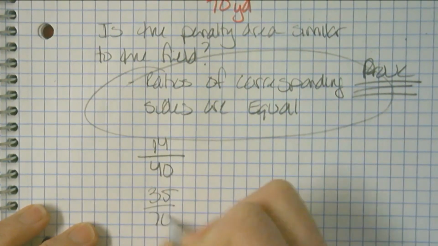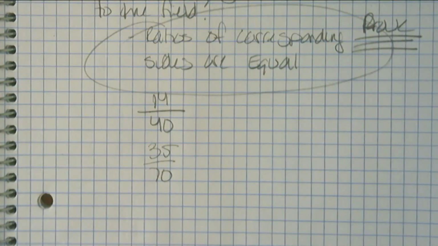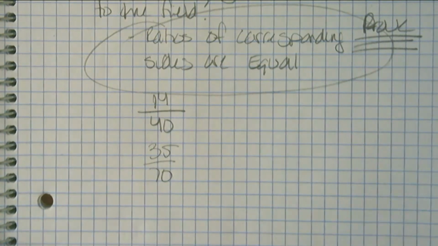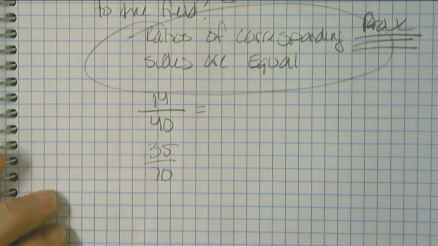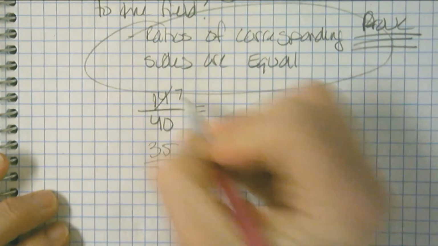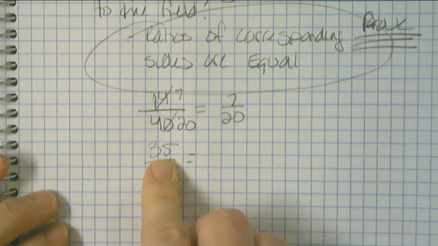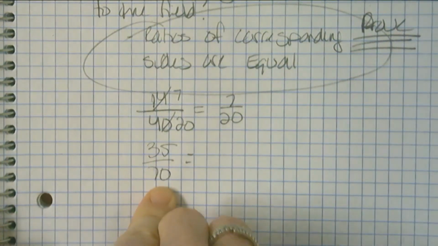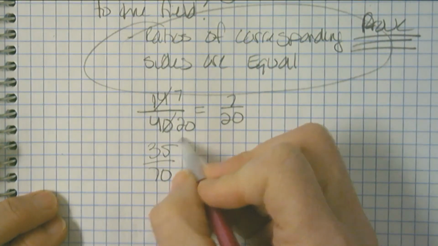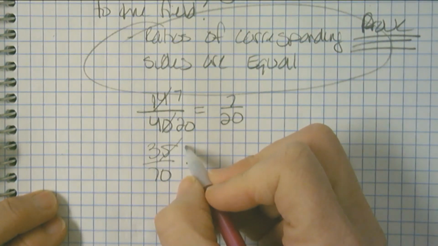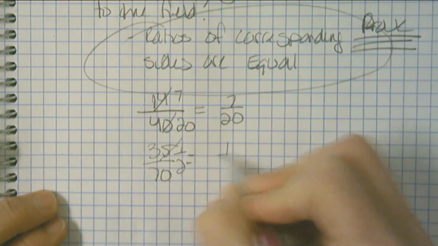Excellent. Now, simplify those. Remember, I need to prove that they are the same. What common factor do 14 and 40 have? Sophia? 2. So 14 becomes a 7, the 40 becomes a 20. So this is 7/20ths. Somebody tell me, what common factor do 35 and 70 have? AJ? What does that simplify to? This is 1/2.